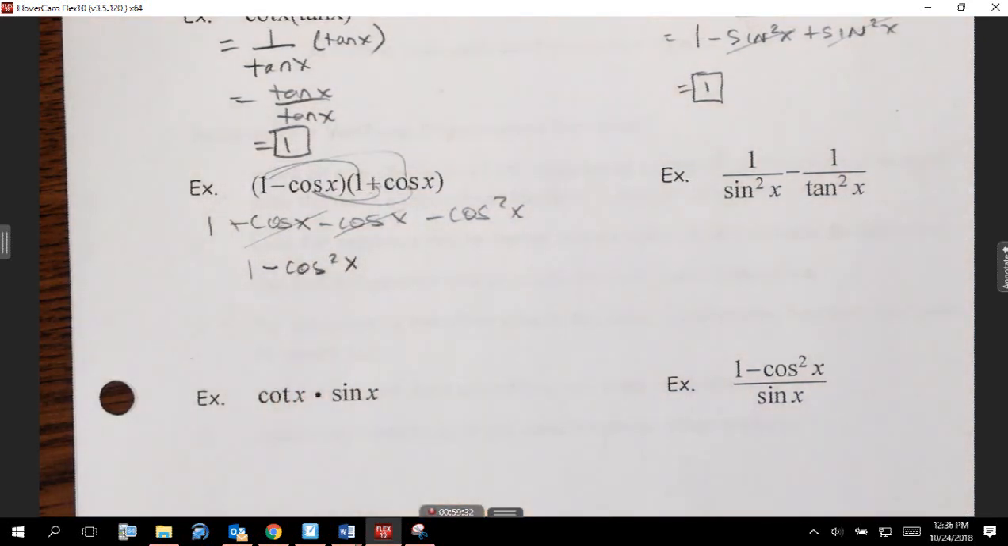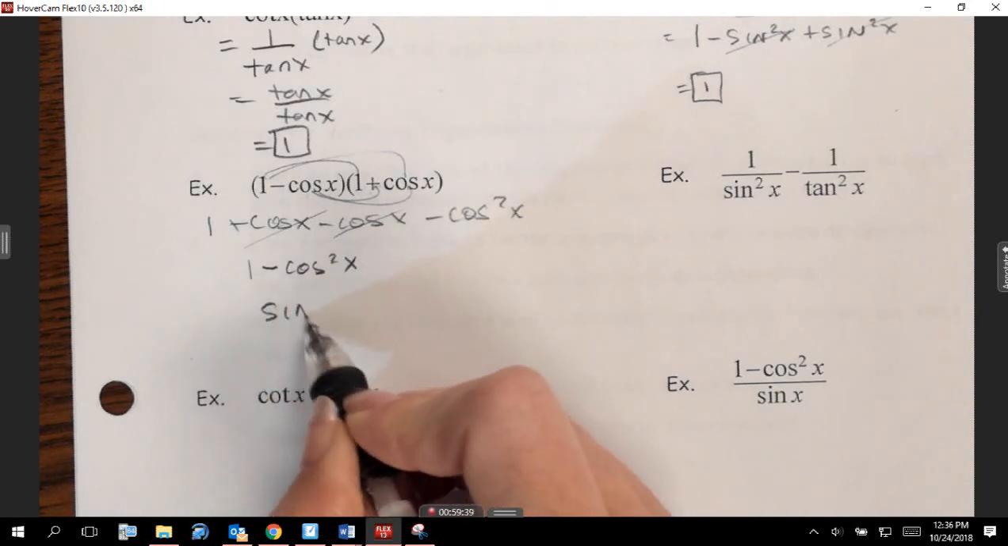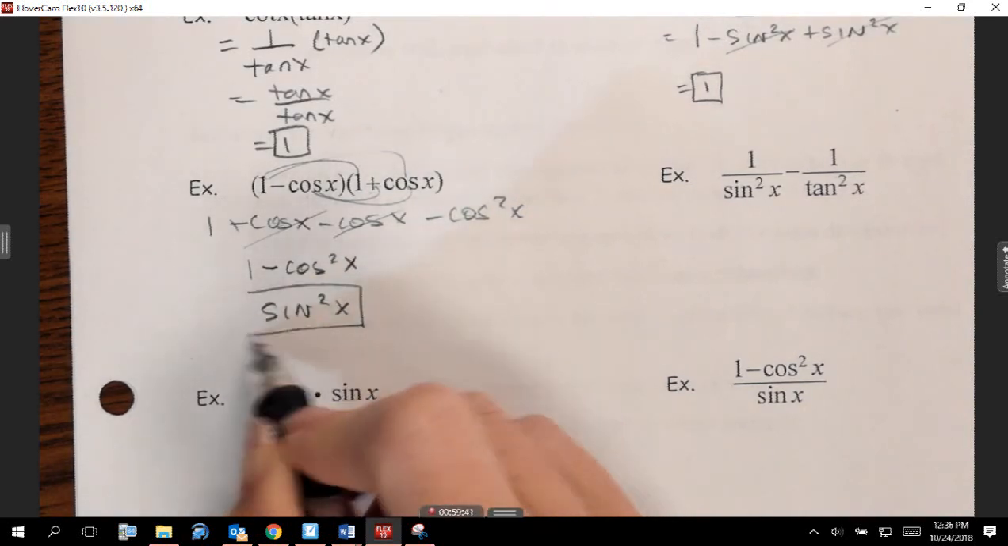And I get 1 minus cosine squared x. Is that a Pythagorean identity? Yes, and that one is equal to sine squared x.